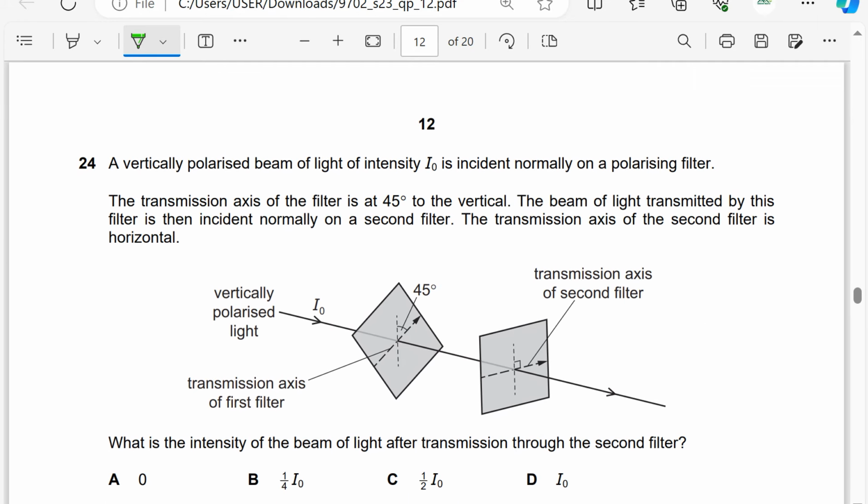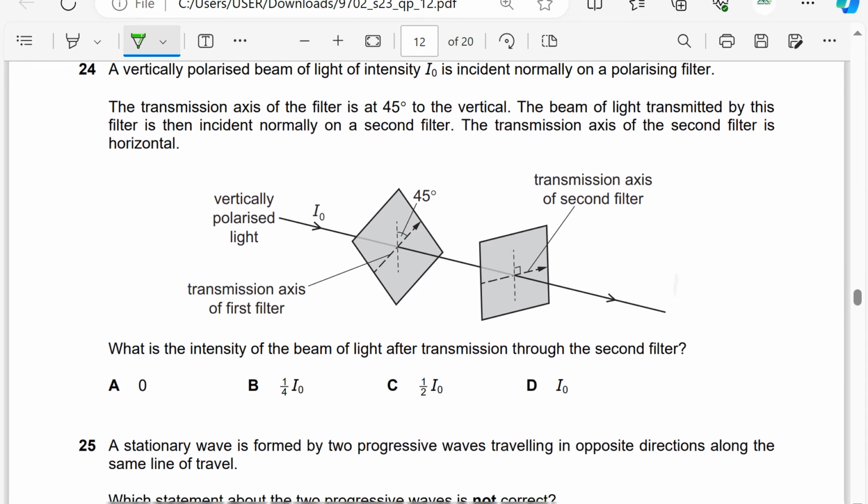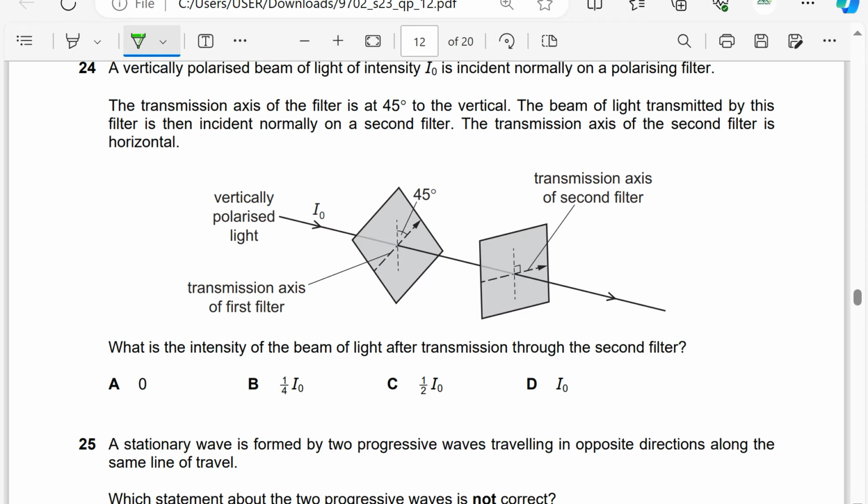A vertically polarized beam of light of intensity I naught is incident normally on a polarizing filter. The transmission axis of the filter is at an angle of 45 degrees to the vertical. So only a fraction of I naught, which is parallel to the transmission axis, will go through. What is the intensity of the beam of light after transmission through the second filter?